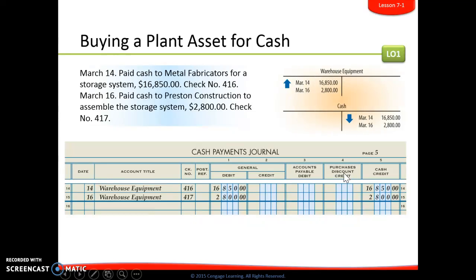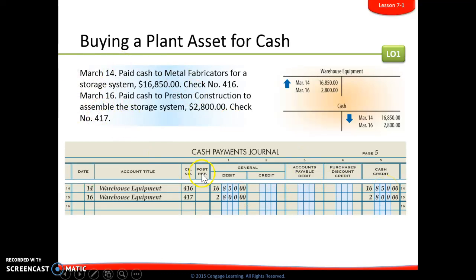So now we're going to look at buying a plant asset for cash. This should be pretty easy for us. March 14th, it says that we paid cash to Metal Fabricators for a storage system, $16,850, check number 416. So here we see that we have a debit to our warehouse equipment for that amount, and then we have a credit to cash.